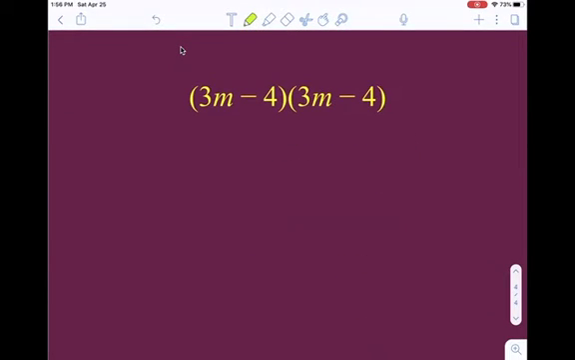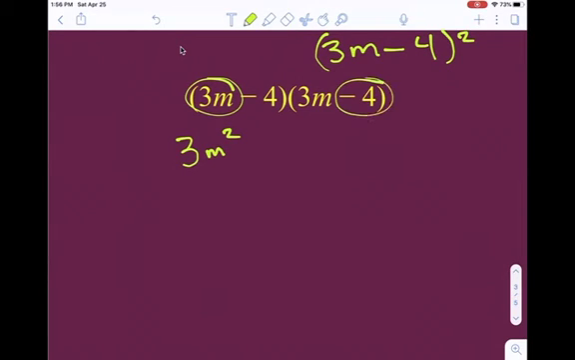This last one here is just an example of what it looks like if they write it out for you and it's already expanded. You should be able to recognize when you see this that this is this, and then just apply what you know about it. So do the same thing. Square your first term: 3m squared. Square your last term: plus 16. And then multiply this times that, or times this if you think about it that way. Negative 12m. Double it: negative 24m.